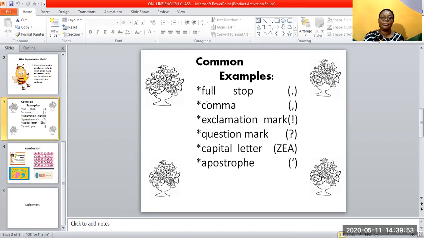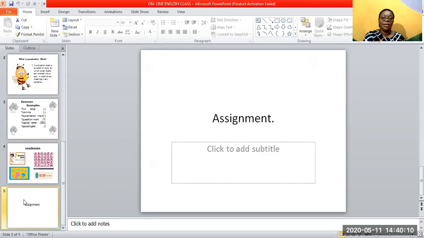Full stop, comma, exclamation mark, question mark, capital letter, and apostrophe. Very good. Now, give me more from what we have talked about. Can you add some more? They have said hyphen is a punctuation mark. Inverted comma is also a punctuation mark. Is that clear?